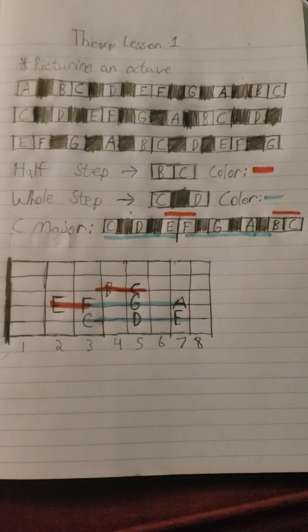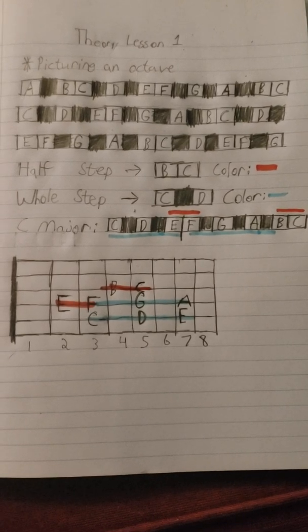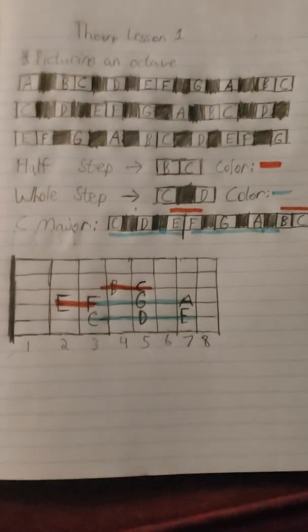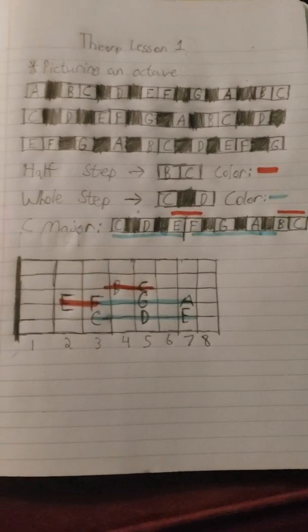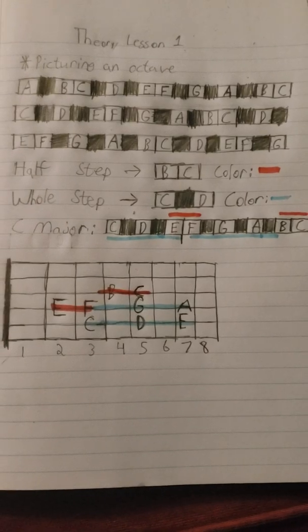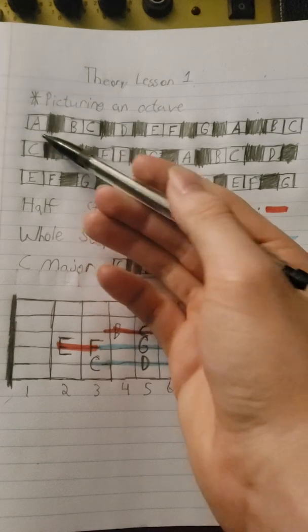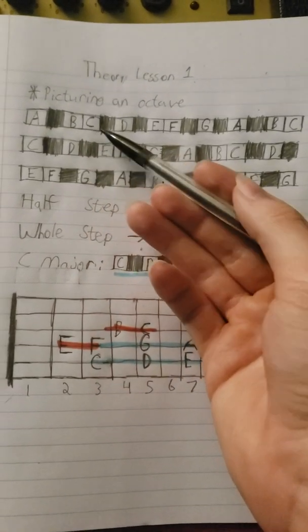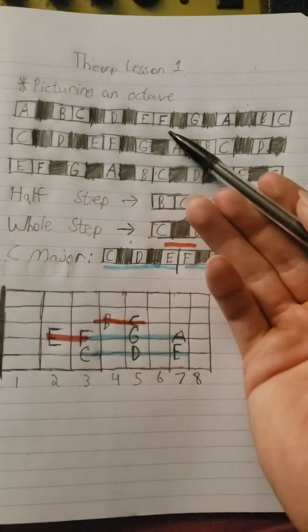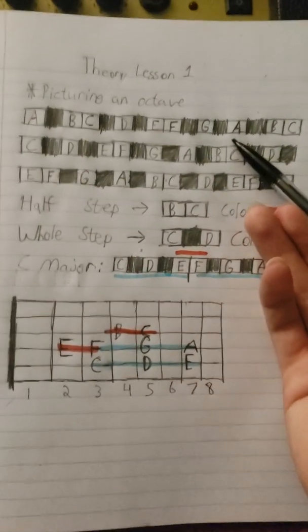Okay, so this is going to sort of serve as our first theory video lesson. How we're going to picture music for right now is without sharps or flats. So we're only going to be using the letters A through G. So we have A, B, C, D, E, F, G, and then we repeat.